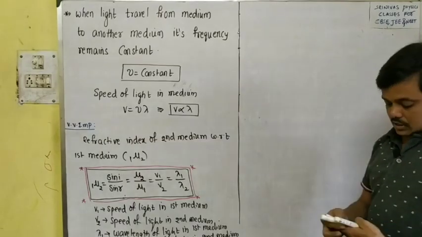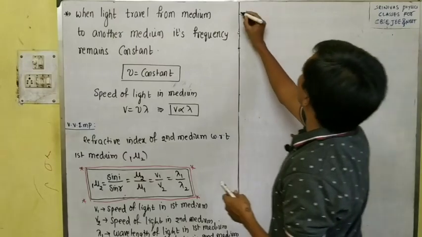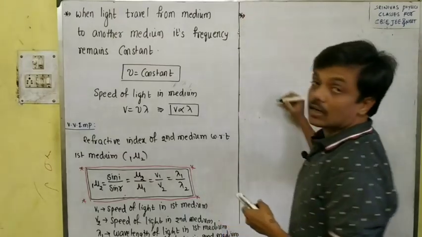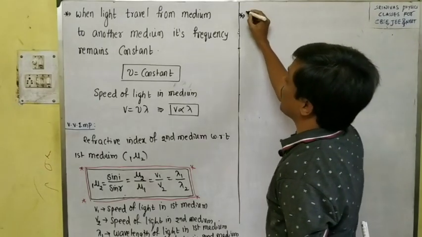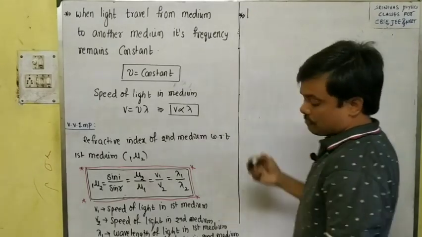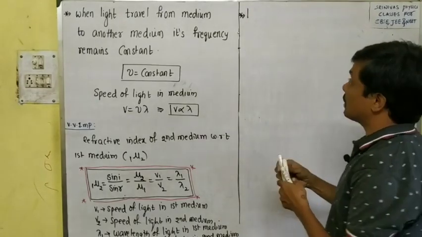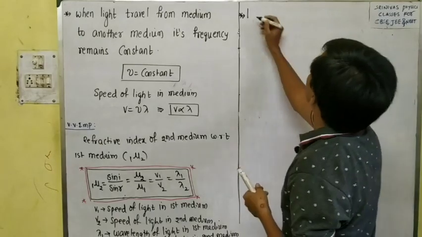What is that point? Which is the rarer medium and which is the denser medium, and if the light travels from rarer medium to denser medium, what happens, and from denser to rarer, what happens? Firstly we will discuss light traveling from rarer medium to denser medium.